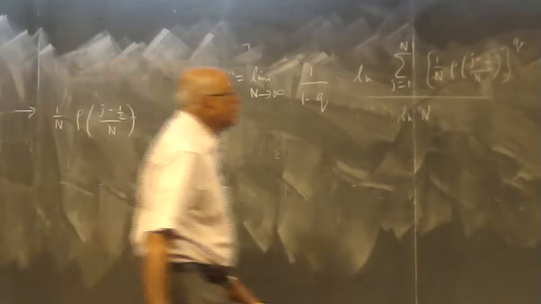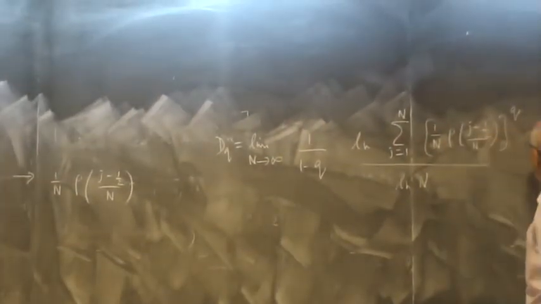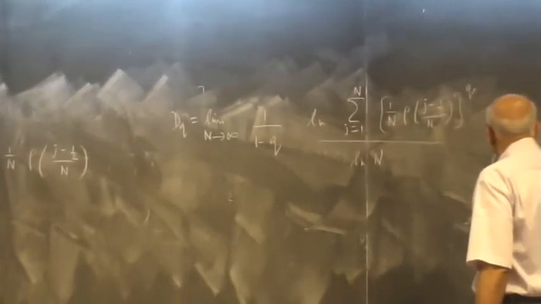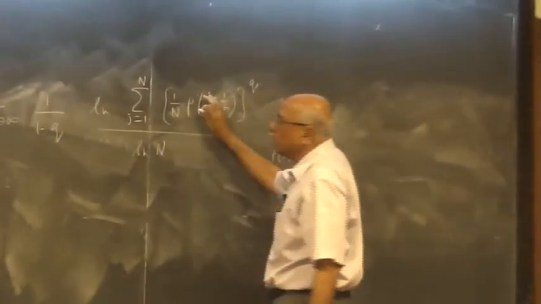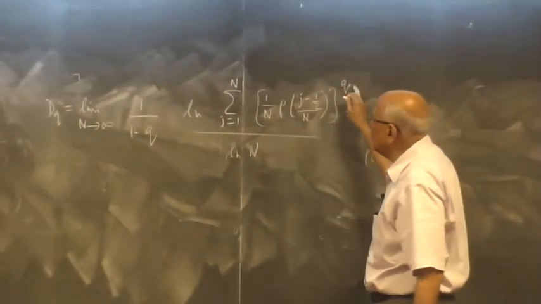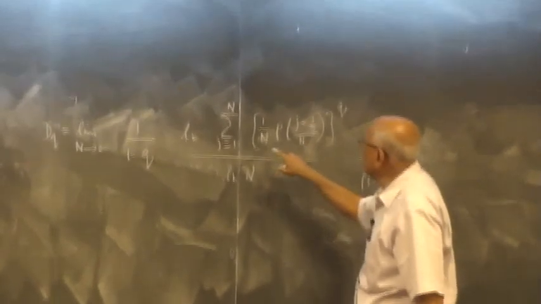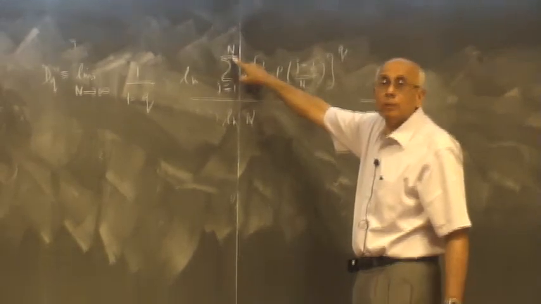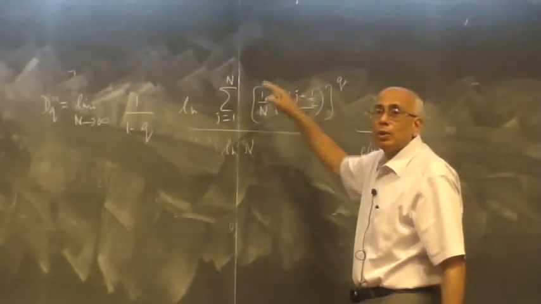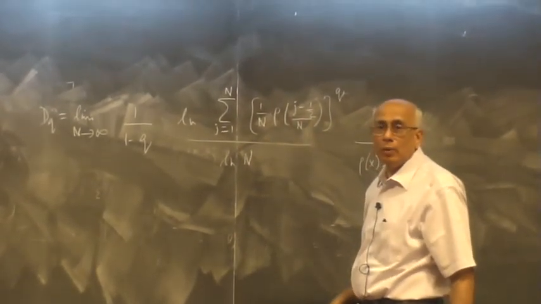That's the exact formula, and we need to evaluate it. If the measure was uniform, if rho of x was 1, then the answer is very trivial, because if rho of anything is 1, this factor goes away. It's just a constant. You get n to the minus q, and there are n of these. So you get n to the 1 minus q on top, n to the 1 minus q below, log of each.